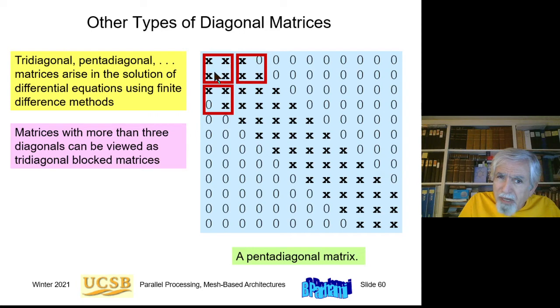Now, if we divide this matrix into 2 by 2 blocks, this turns into a tri-diagonal matrix in terms of those 2 by 2 blocks. So the methods that I'm going to describe will be applicable to a pentadiagonal matrix, or even with more, with this block trick. Use blocks instead of single elements to turn this matrix with a larger number of diagonals that contain non-zero elements into a tri-diagonal matrix.